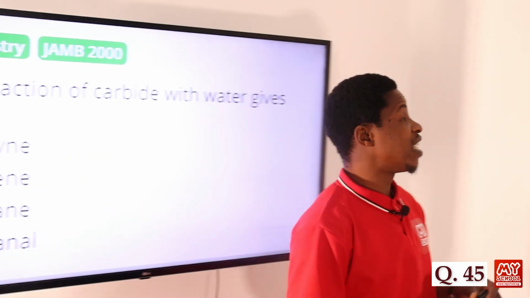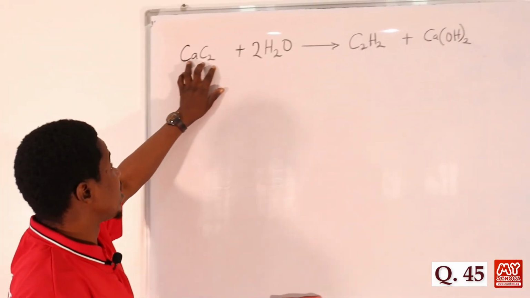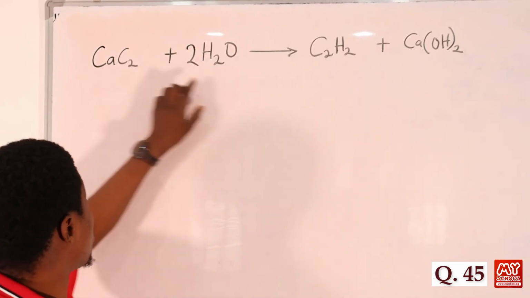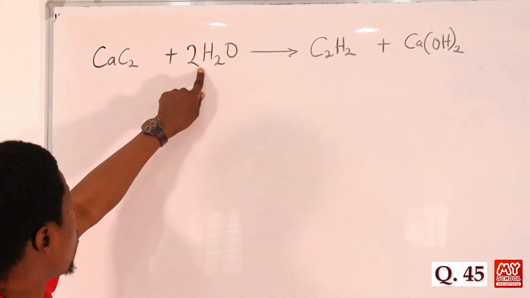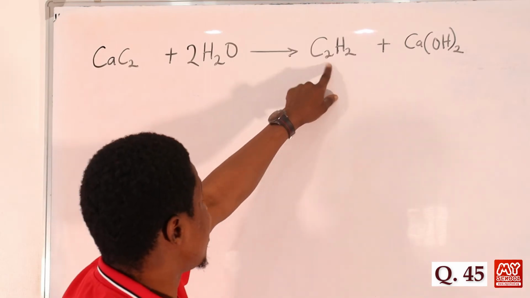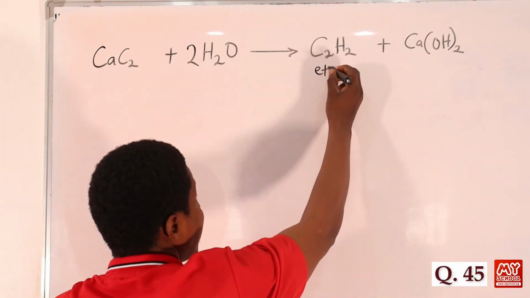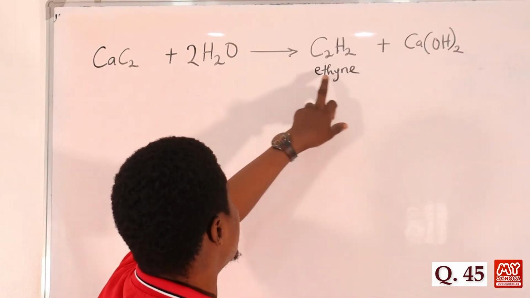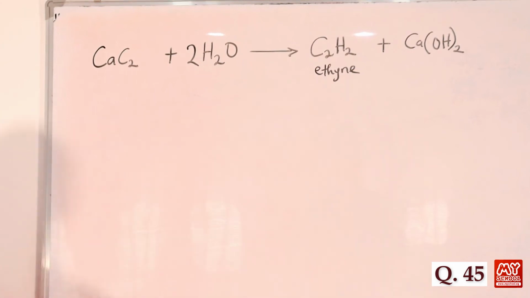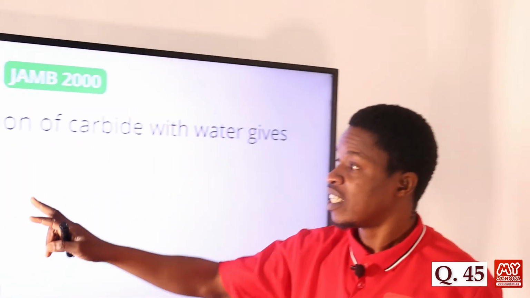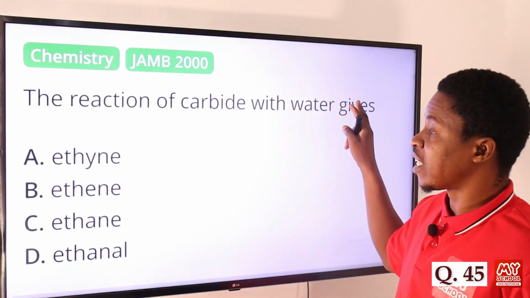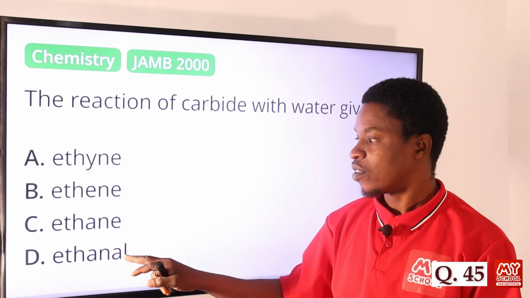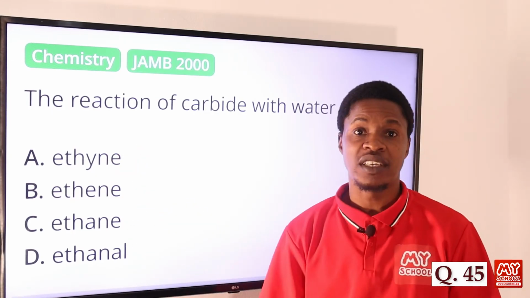Let's look at the board. Let's see what we have. This is your calcium carbide, and this is your ethine that you have here. So calcium carbide here reacts with water here to form ethine, that's an alkyne, with calcium hydroxide. So ethine is what eventually is produced here. Let's go back to the screen. The reaction of carbide with water gives ethine, that is C2H2, not ethene, not ethane, not ethanol. The correct answer is option A.